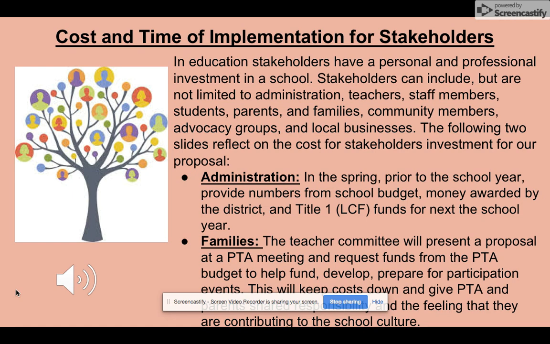Administration. In the spring prior to the next school year, provide numbers from the school budget and the money awarded by the district and Title I through the LCFF funds for the next school year, and make this available for all other stakeholders. Families' responsibility: the teacher committee will present a proposal at a PTA meeting and request funds from the PTA budget to help fund, develop, prepare, and participate in family events on campus. This will keep costs down and give PTA and parents shared responsibility and the feeling that they are all contributing to the school culture.